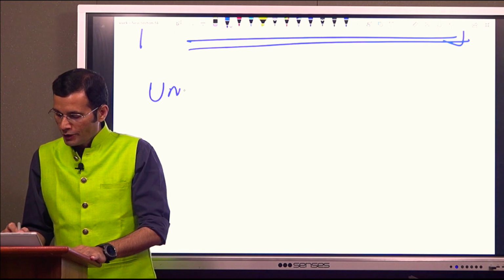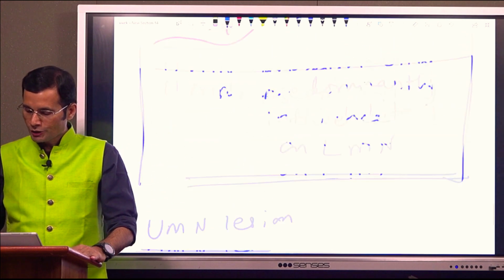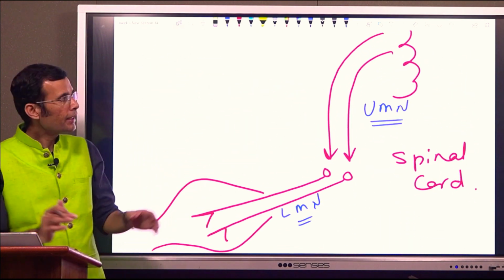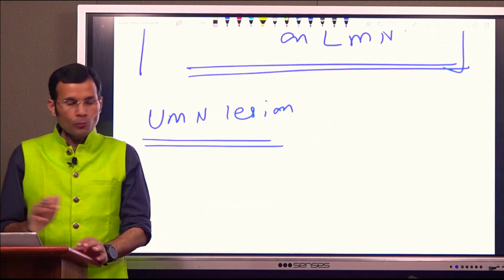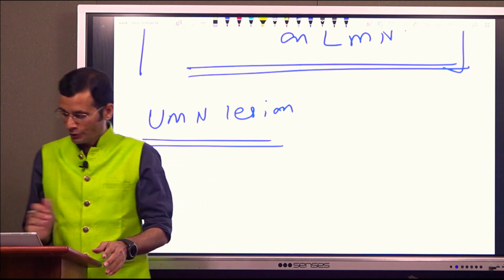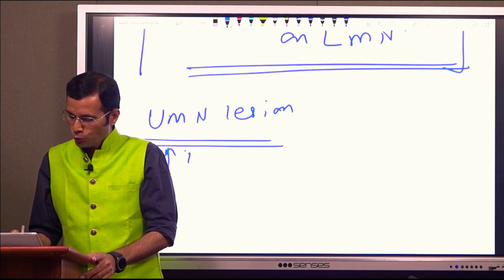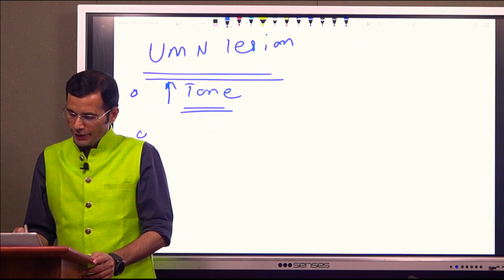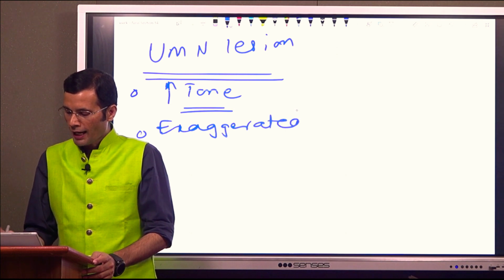So I am writing it here. Suppose there is an upper motor neuron lesion. As I mentioned, stroke or any lesion in the brain or these descending fibers, then lower motor neuron activity will be exaggerated, because that inhibitory influence is lost, and therefore it will be seen as increased tone, excess tone in the muscles, exaggerated tendon reflexes.